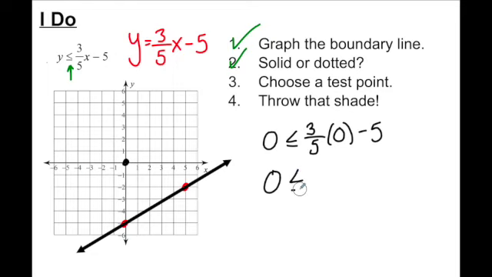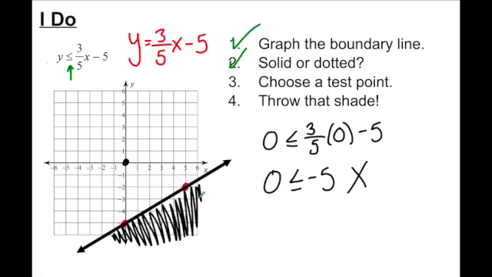So 0 is less than or equal to -5. Is that true? It actually is not true. And so what that means is that because this is false, everything on the same side of the line as 0, 0 is also false, meaning that everything on the other side of the line is what's true. So in this case, you do want to go ahead and shade on the other side of the line.